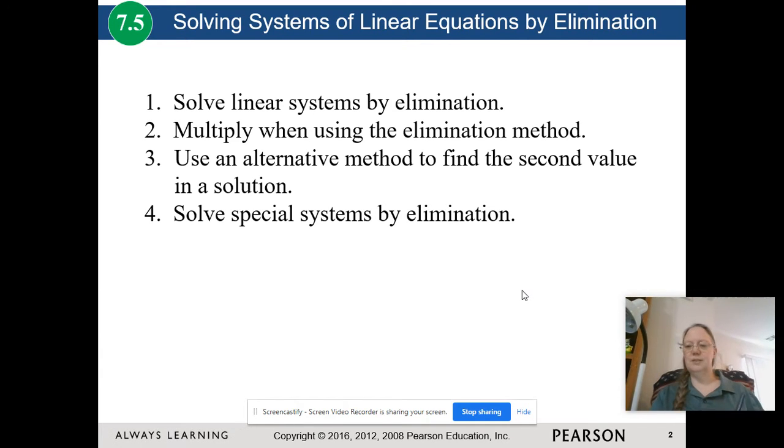All right, section 7.5, we're going to be solving systems by elimination.